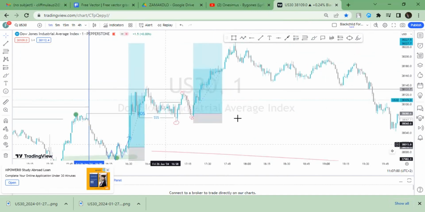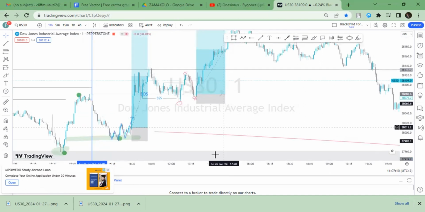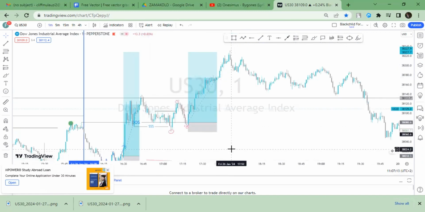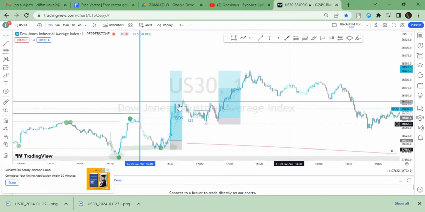So after we have done this, we are completely done for the day. We don't have to force anything, and you can see that this happened from 16:30 all the way to the end of the session. It happened in the space of 2 hours, and this is the beauty of trading Nasdaq or US30, because you hold your trade for a few minutes and get your results.